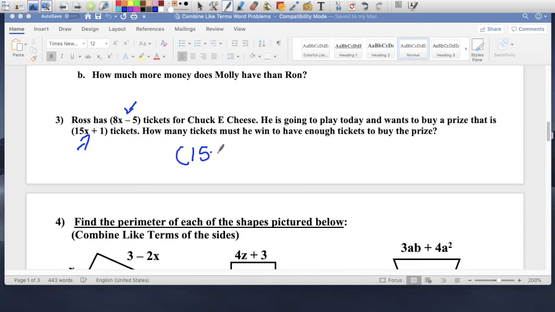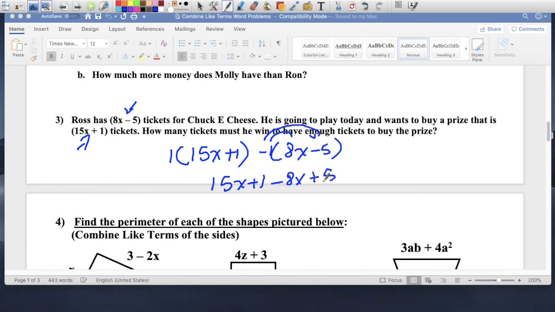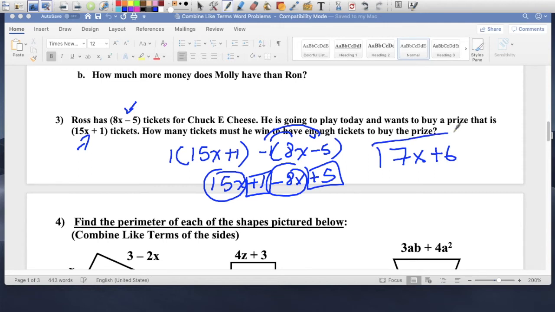We're going to use the same concept here, which is subtraction. And we're going to go 15x plus 1, right? And then over here was a 1, so it's going to be a negative and a positive, which is a negative. Negative times a negative, which is a positive, plus 5. Like terms, this guy and this guy. 15x minus 8x is 7x. Positive 1 and positive 5 is positive 6. So how many more tickets does he need? He needs this many tickets.